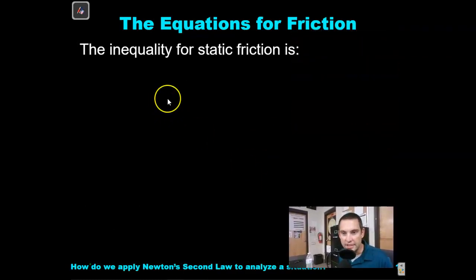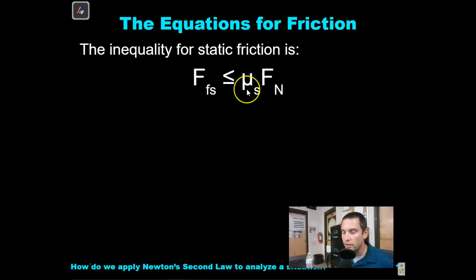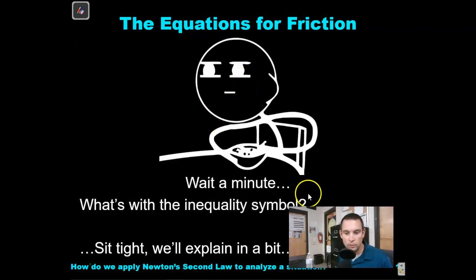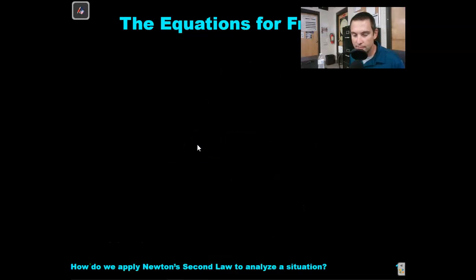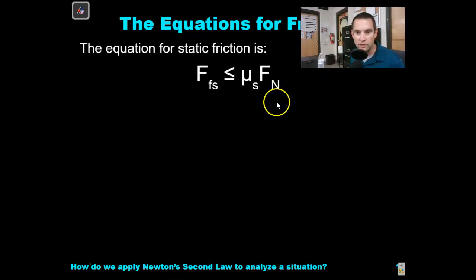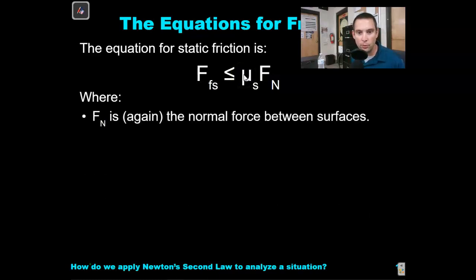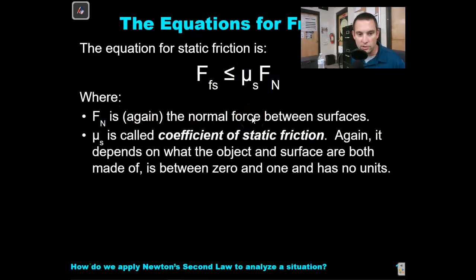The inequality for static friction is: static friction is less than or equal to the coefficient of friction times the normal force. Wait a minute, inequality. The inequality for static friction is F sub f is less than or equal to the coefficient of static friction times your normal force, where F sub n is again the normal force between the surfaces, and mu sub s is the coefficient of static friction. Again, it depends on what the object and surface are both made of. It's between 0 and 1 and has no units.